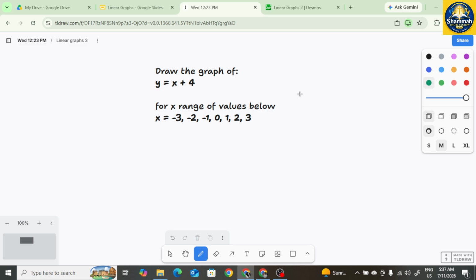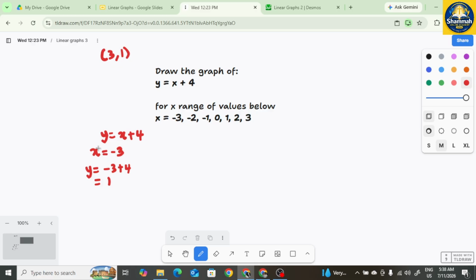Now for this question, we are going to be solving the equation y equal to x plus 4 for x range of values minus 3 to 3. So let's write out the equation. Equation is y equals x plus 4. So when x is equal to minus 3, y will be what? Minus 3 plus 4, which gives us what? 1. So our first ordered pair here is minus 3 and 1.